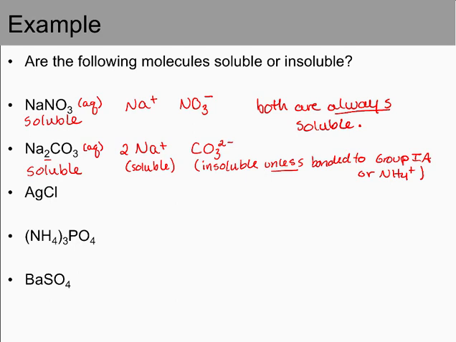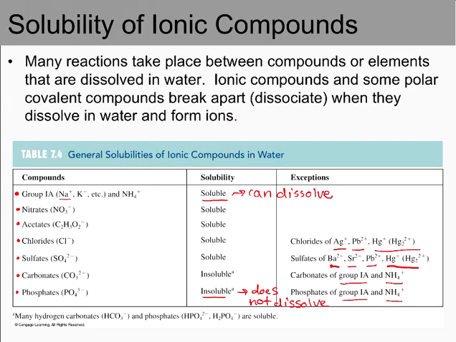So let's divide this up. So chlorine always has a -1 charge. So that must mean silver has a +1 charge. All right, and let's look at the category of chlorides on the previous slide. So chlorides are in the middle of our table, and it says that they are soluble unless they're bonded to silver, lead, or mercury.